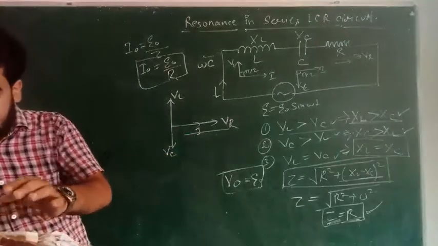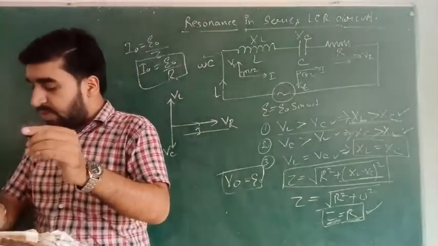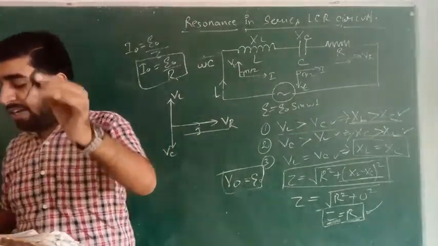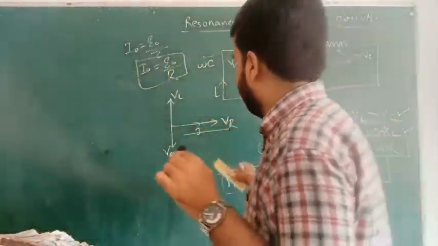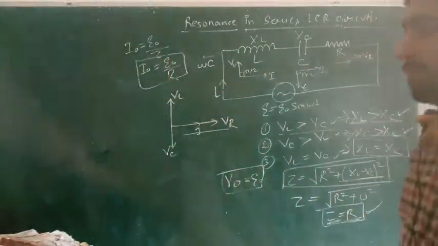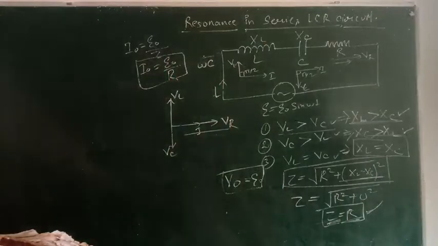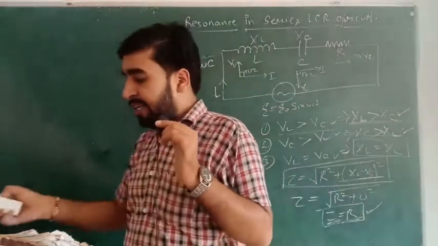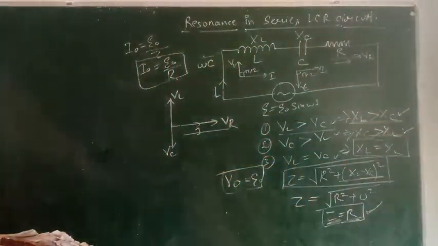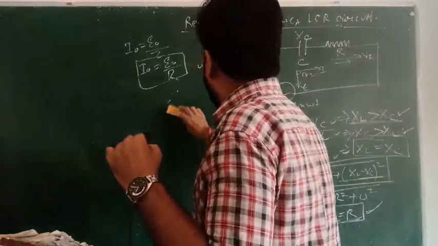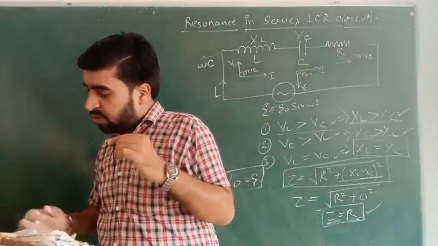So which kind of graph will be plotted in the condition of resonance? With respect to current and omega. I have told you one thing, that for a higher value of omega there is a problem, and for a lesser value of omega even then there is a problem. Somewhere in between we will get the condition of resonance. So I will plot the graph to show you the condition of resonance. Hope you will understand it.